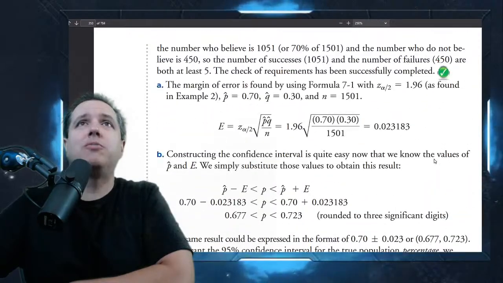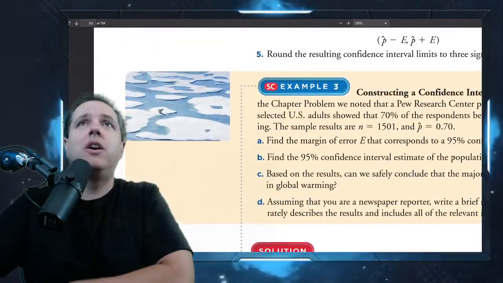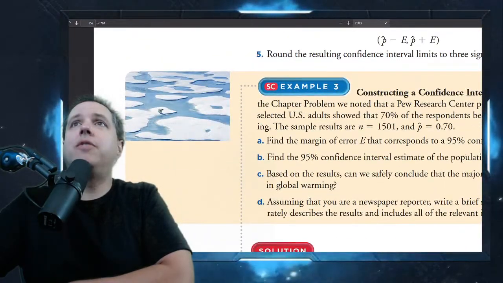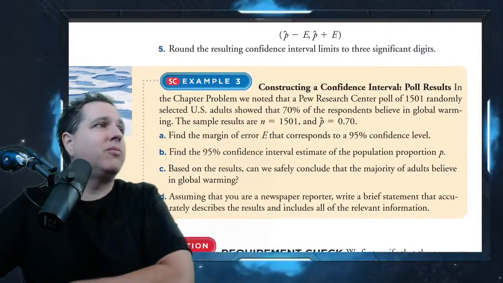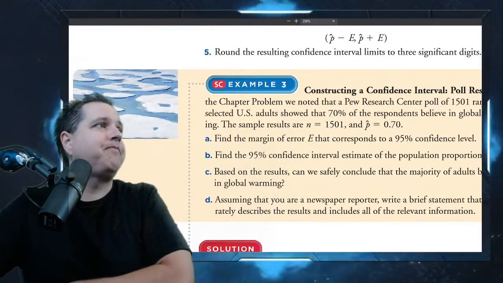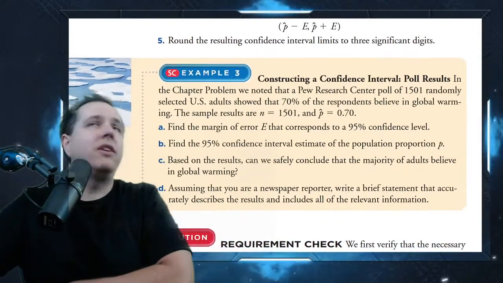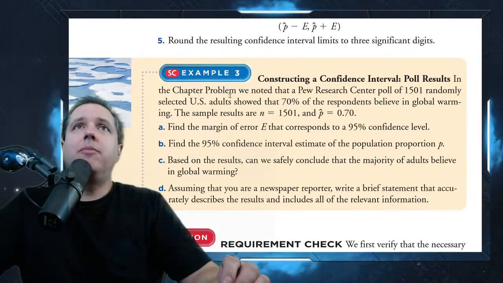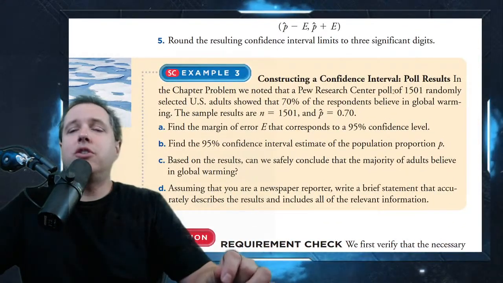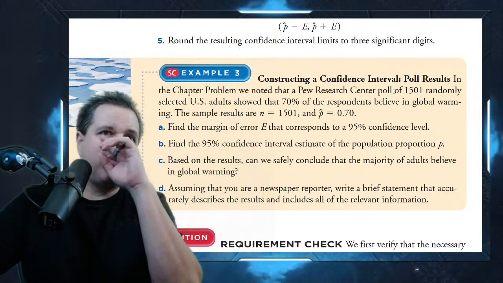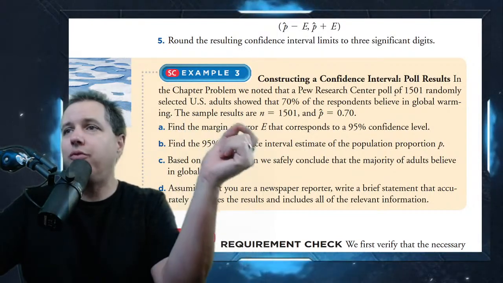So let's look at this problem. This problem is about constructing a confidence interval from poll results. Pretty relevant to what you're doing, right? In the chapter we noted that Pew Research Center is one of these places that you can hire to do a poll for you.